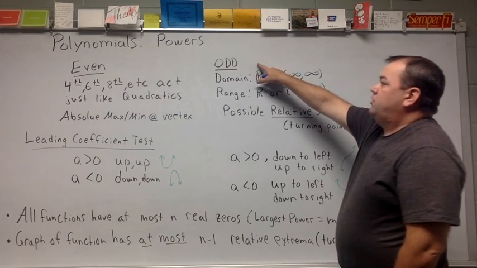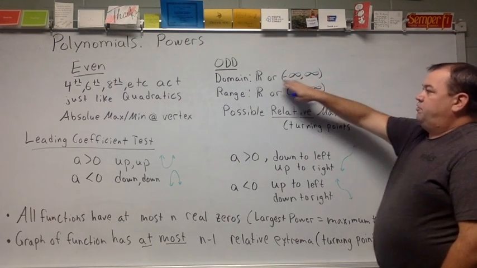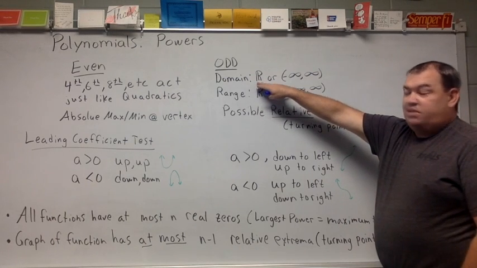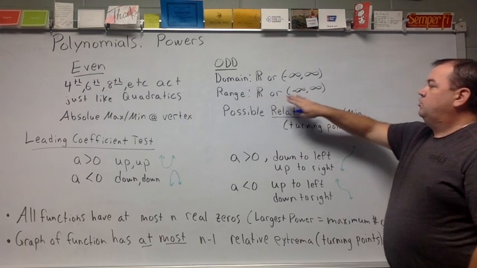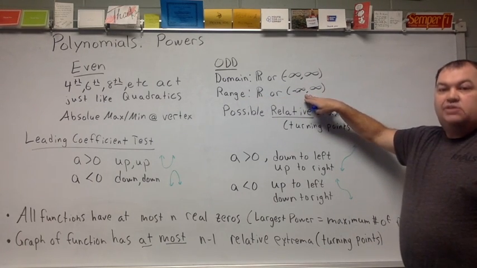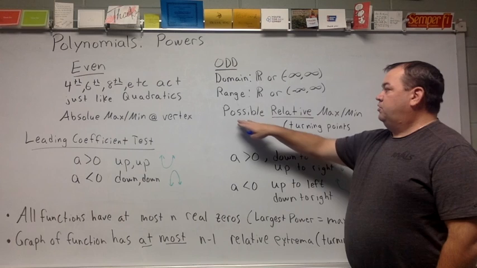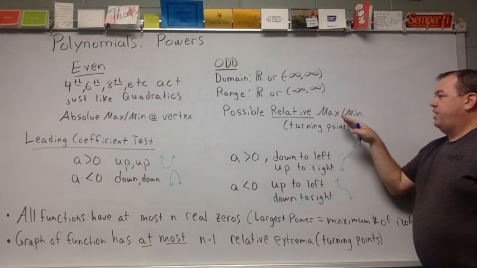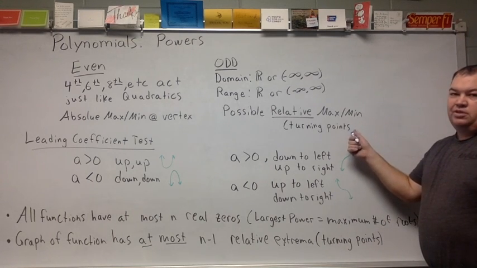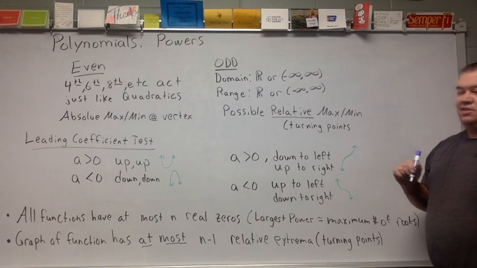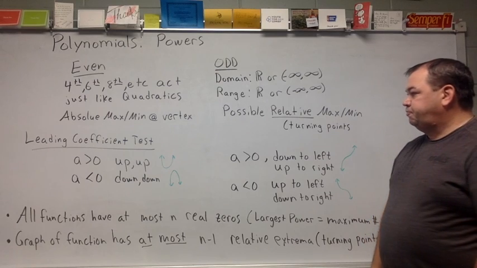Now the odd powers are a little different. The domain changes. We still have negative infinity to positive infinity, so all reals. So that's the same as the evens, but the range is very different because the range is now also all real numbers, negative infinity to positive infinity. The other big change with odd powers is you have possible relative maximums or minimums. Sometimes we refer to these as turning points, not the same as an even. Even has an absolute maximum and an absolute minimum depending on which way it points.